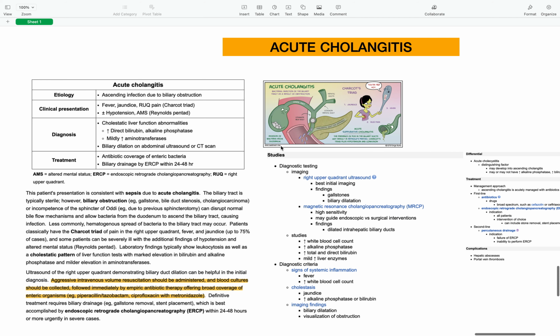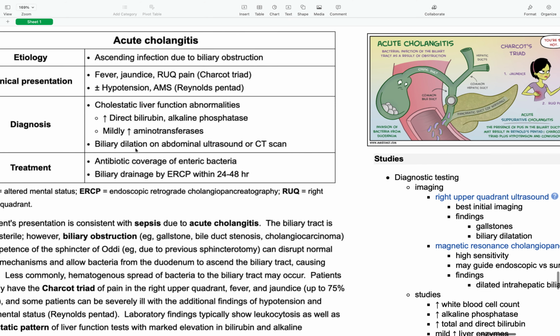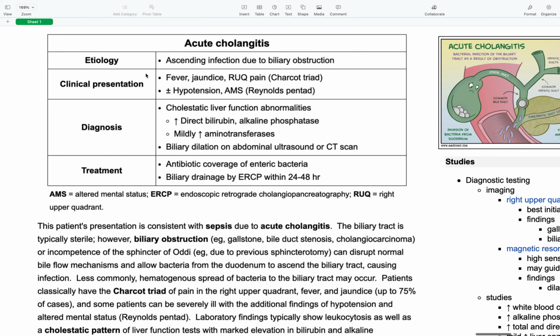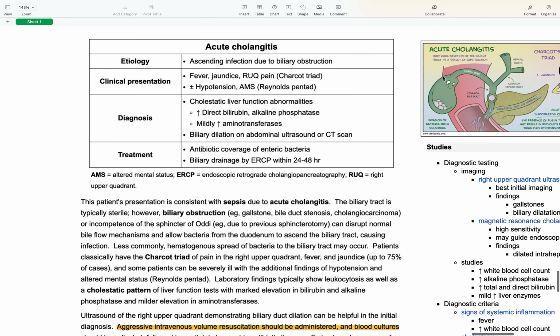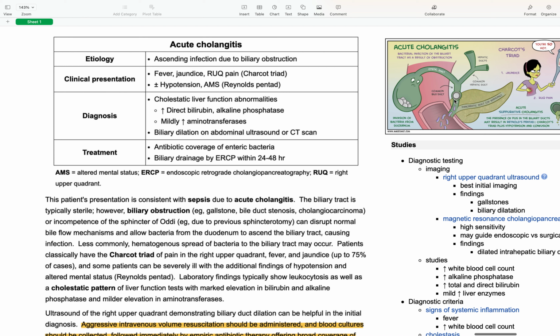So let's start. So what is acute cholangitis? Acute cholangitis is an ascending infection due to biliary obstruction. Okay, so you have a biliary obstruction, a gallstone in the common bile duct, and this can result in buildup of bacteria, resulting in acute cholangitis.